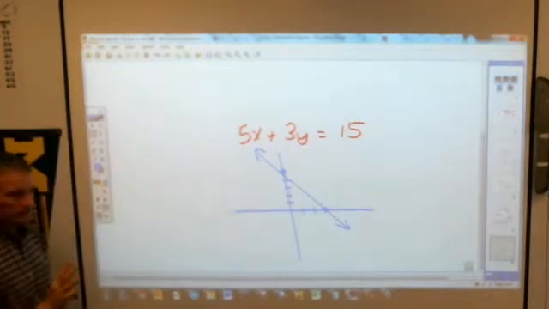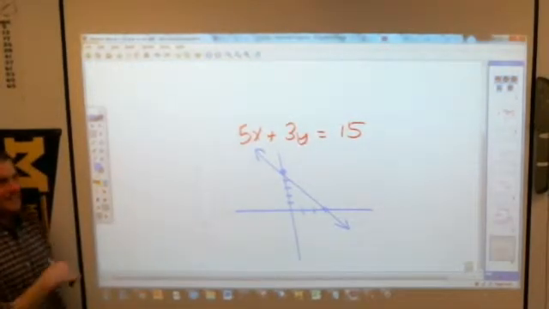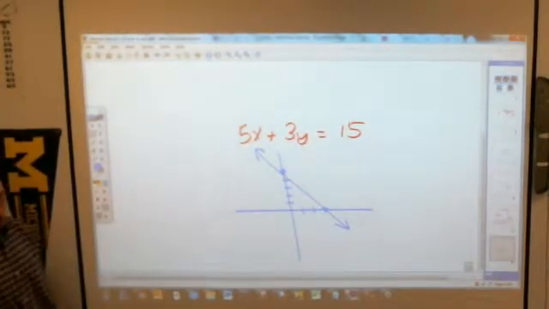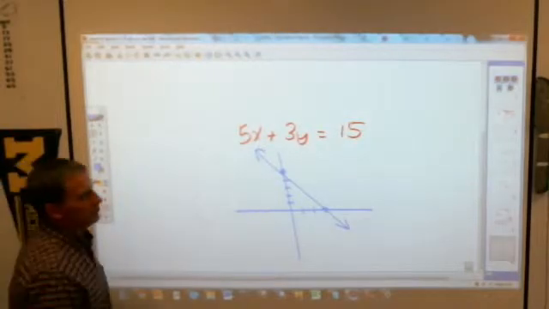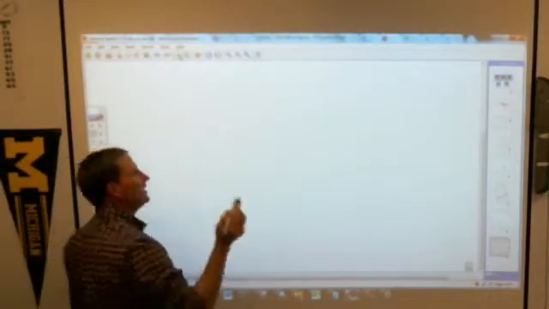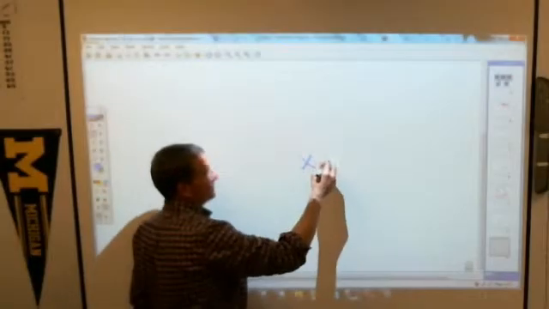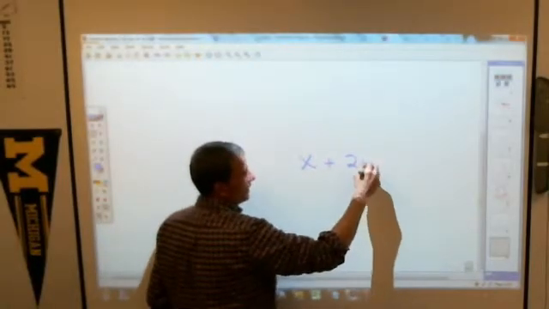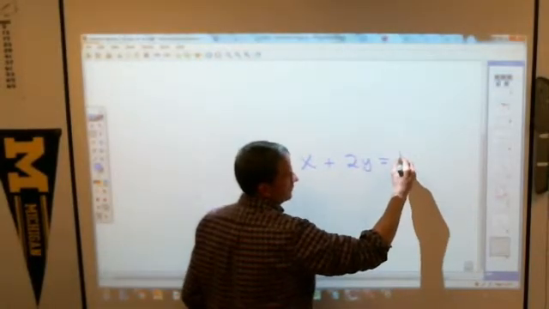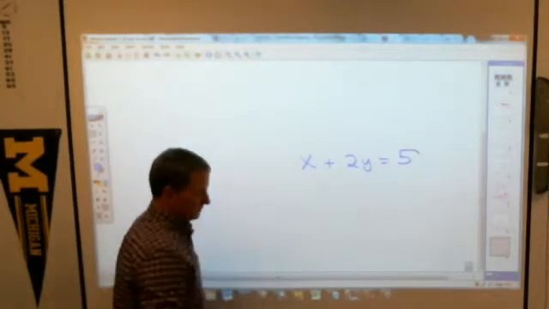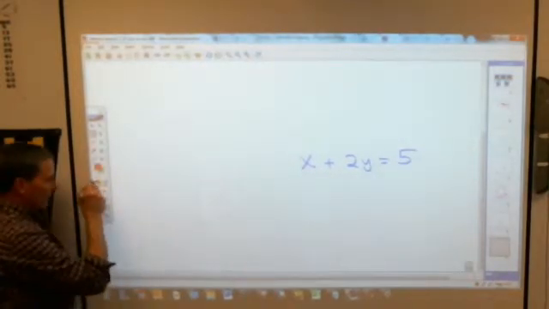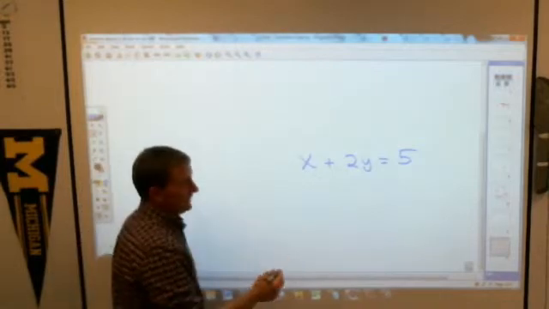Now, fortunately for you, pretty much all the time it's going to work out. But even if it didn't, you could still get relatively close enough. What if it was this? X plus 2y equals 5. And you were supposed to graph that using x, y intercepts.